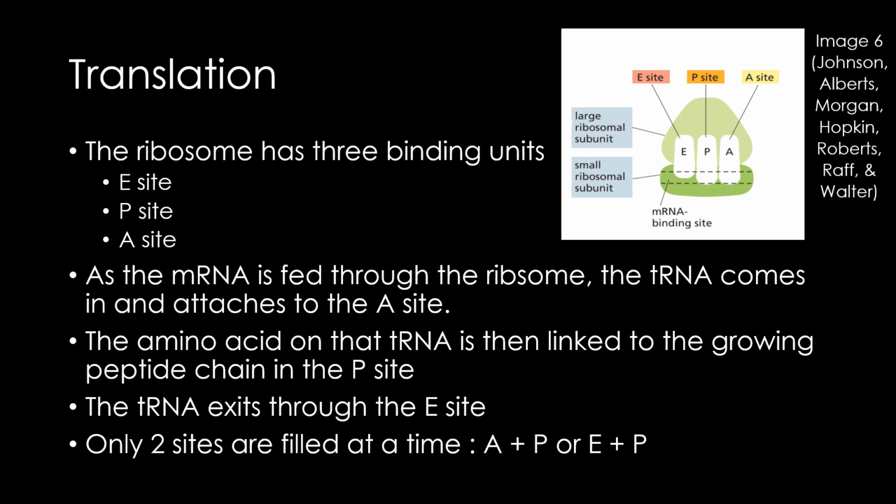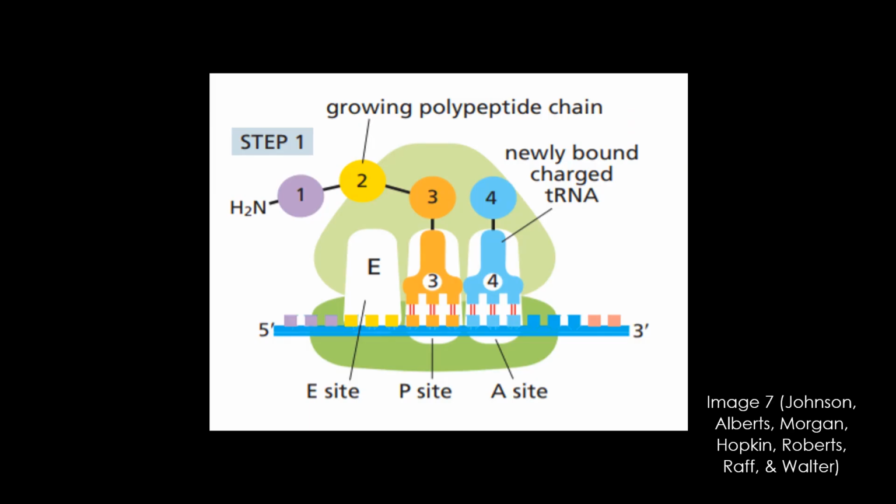It's important to note that only 2 sites are ever filled at a time, either A and P or E and P. The image in the top corner of the screen shows the A, P, and E site on the ribosome. The mRNA binding site, basically where the mRNA strand is fed through, is also labeled in the image. The following slides show images of translation in action.